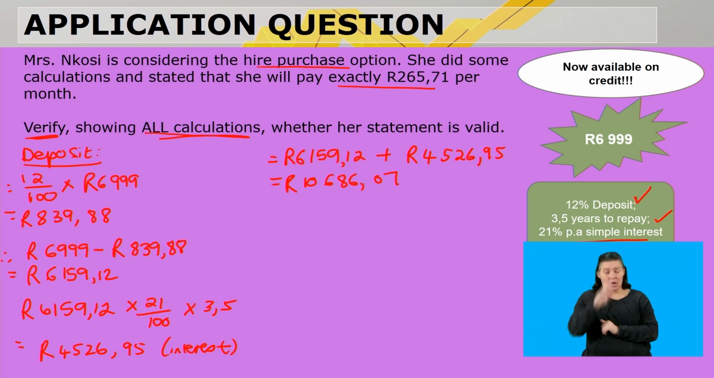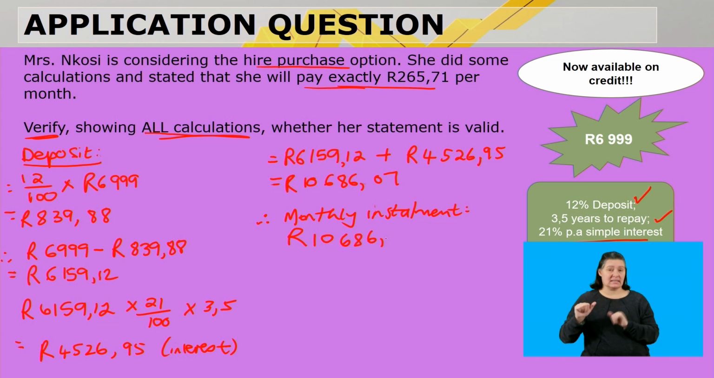Okay, now remember, she made a statement where she indicated that she will pay exactly 265 Rand and 71 cents per month. Now let's look at what our monthly installment will be. So to get the monthly installment, I'll write that out. Monthly installment. How do we determine the monthly installment? Again, we take the total amount payable. So I'm going to take the 10,686 Rand and 7 cents.